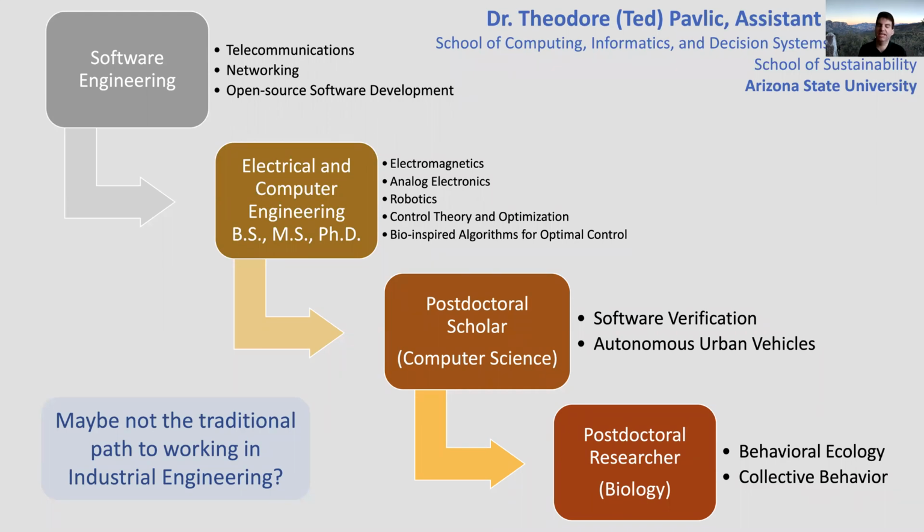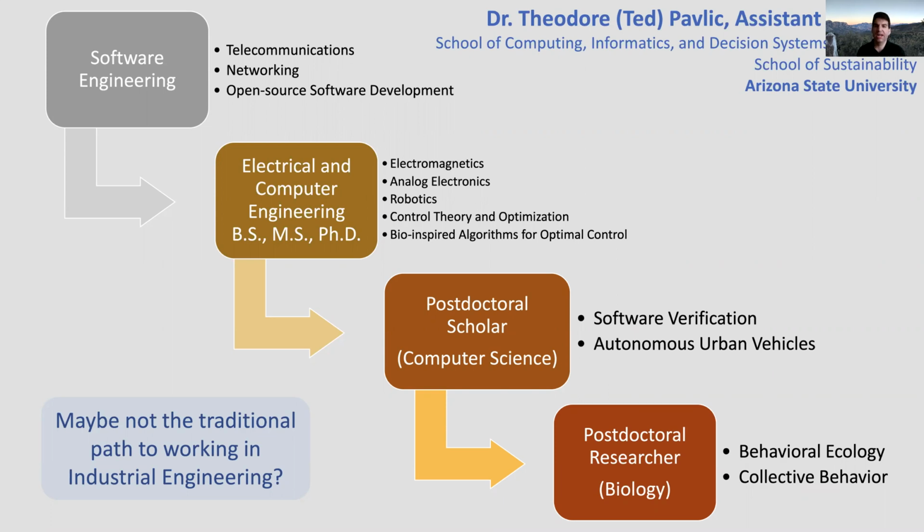But then I took my BS and decided that I wanted to be a purist, and I would be a double E, and I would study electromagnetics, analog electronics, robotics, control theory. For a while, I was convinced I was going to be an antenna designer until I got interested in something called control and the mathematics involved in control systems. That got me into these bio-inspired algorithms for control, and that was up through my doctoral work, my PhD.